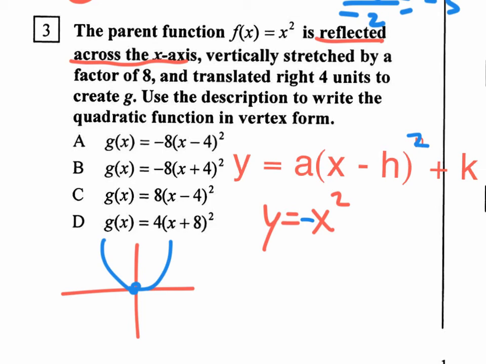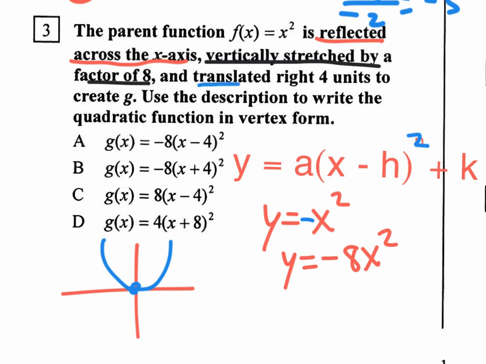And then it says vertically stretch by a factor of 8. Vertically stretching, you're messing with y. Vertically is up and down. So you're messing with y, which means you're going to multiply the entire function by whatever they tell you to stretch it by. So they want you to stretch it by 8. So you're going to end up with y equals negative 8 x squared. Now we're not going to even do the parentheses yet because we don't know if we're moving left or right yet or up or down yet. So we move on to the next instruction.